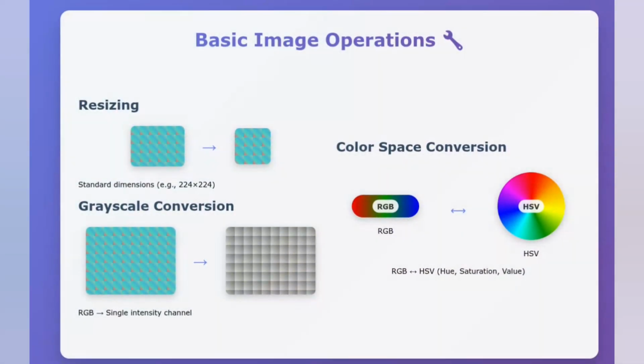Before feeding images into models, we often perform operations, like resizing them to a standard dimension, for example 224 by 224 pixels, to ensure consistency. We might also convert color images to grayscale if color information isn't crucial, or vice versa if it is. Color space conversion from RGB to other formats like HSV, hue, saturation, value, can also be useful for certain tasks.